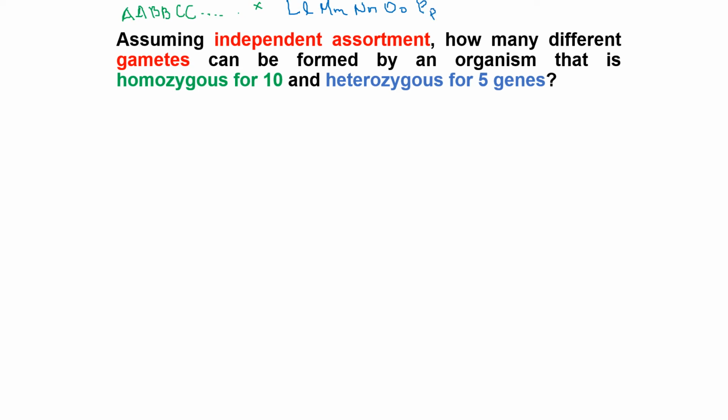And if you remember, the homozygous is multiplying by 1. Let me put it in green. It's always multiply by 1. Well, the heterozygous is like multiplying by 2. So here it will be 1 multiplied by 2 raised to the power of 5. So this will be 32.